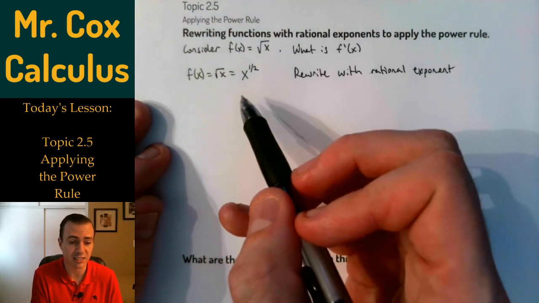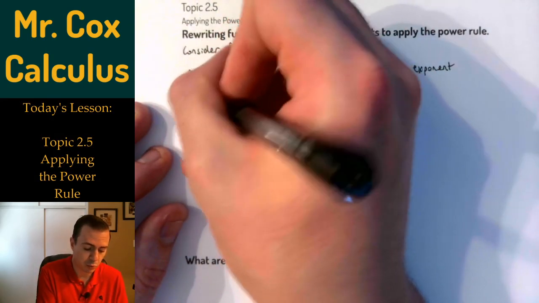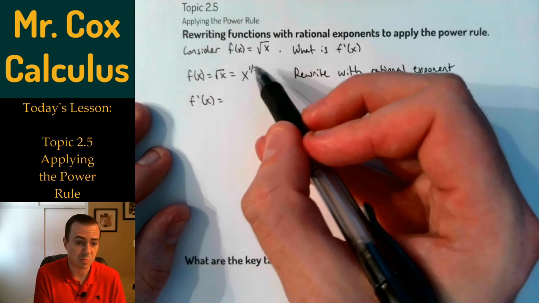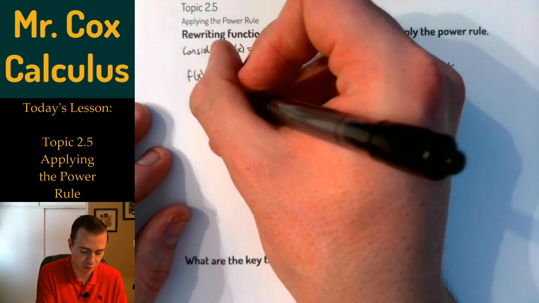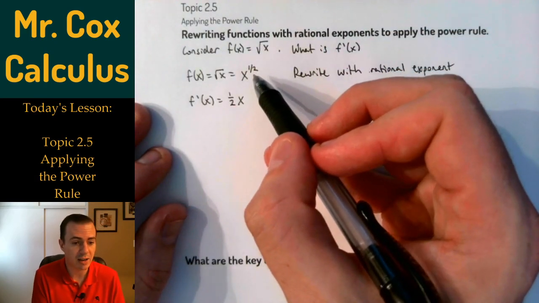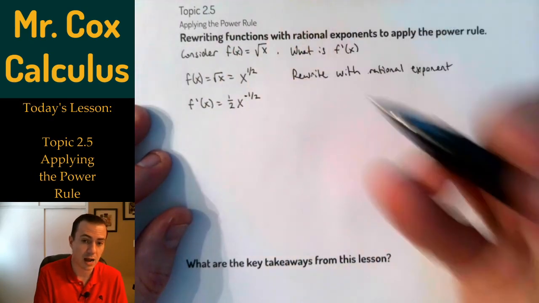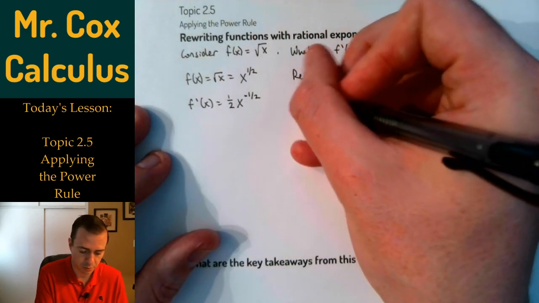So if f of x is x to the 1/2 power, the power rule says that f prime of x, the power becomes the new coefficient, so 1/2 x. If I reduce 1/2 by 1, it becomes minus 1/2. So I apply the power rule.